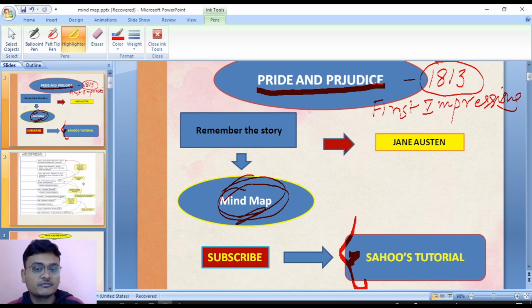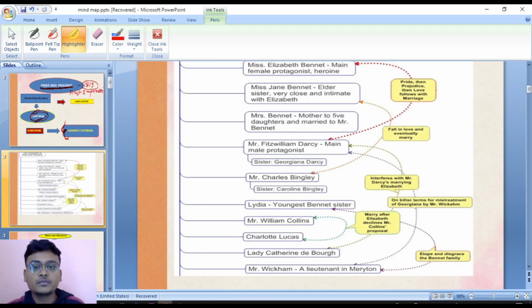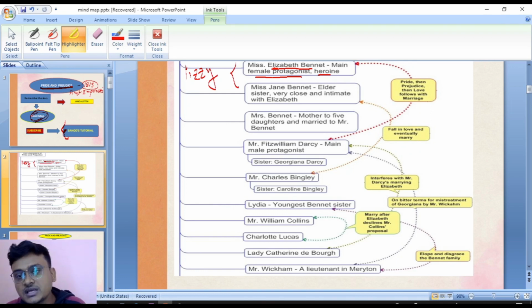So let's begin the first slide here. Look at here, Miss Elizabeth Bennet, the main female protagonist, the heroine. So who is the heroine of the novel? That is Elizabeth Bennet, the female protagonist, the heroine of the novel, and her nickname is Lizzy. She has pride as well as prejudice.